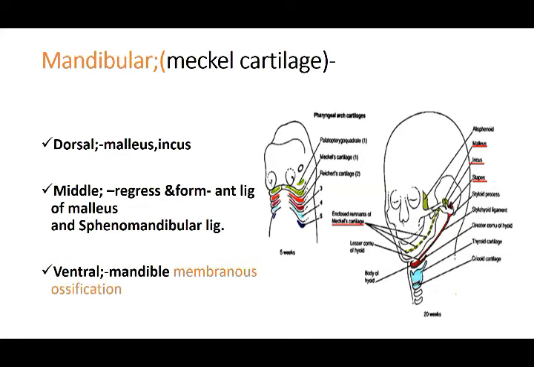Then we come to the ventral end, just near the front end of the Meckel's cartilage. This Meckel's cartilage finishes off, and the mandible is formed completely by membranous ossification. Because the cartilage does not contribute to the formation of this mandible, it is just contributing to the malleus and incus.